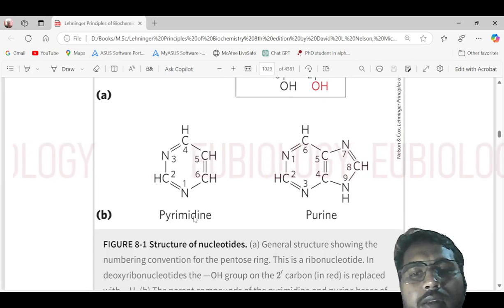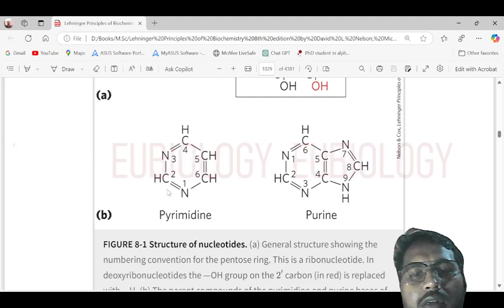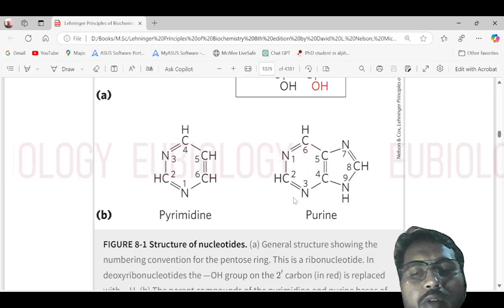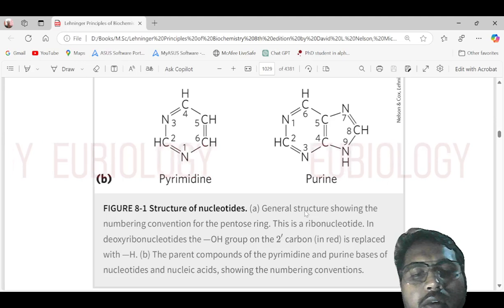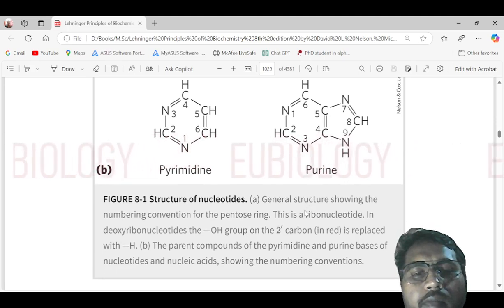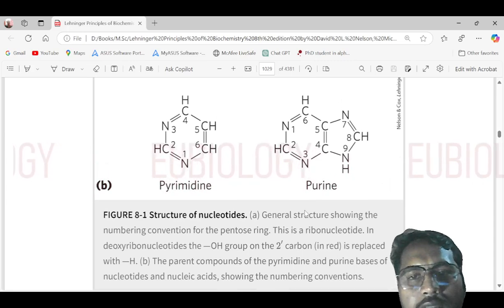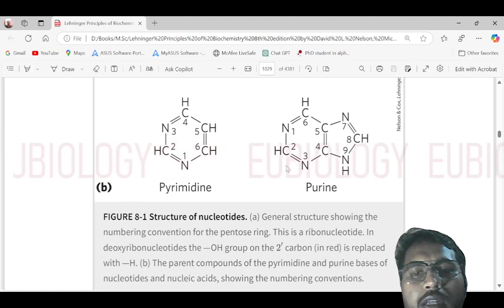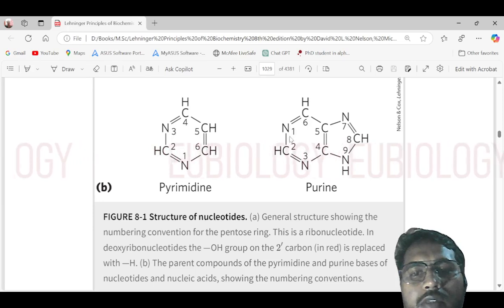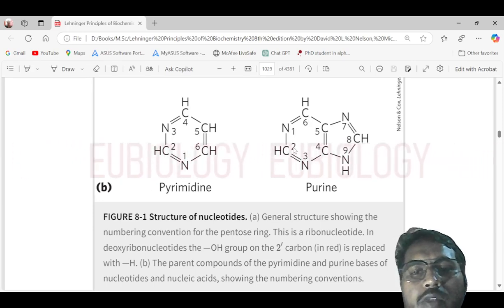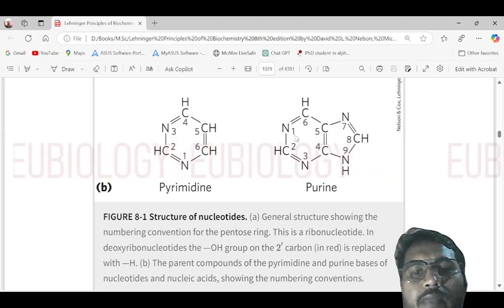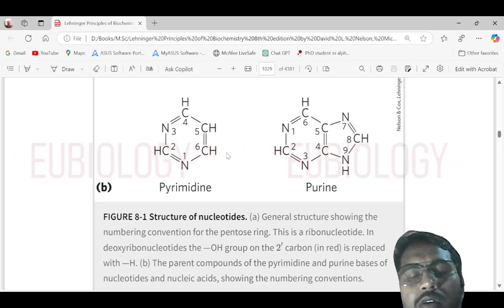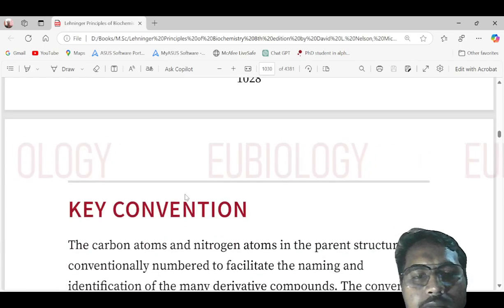This is the pyrimidine, which has only one cyclic ring, and purine has two cyclic rings. So counting is very important. Nitrogen first, second position, third, fourth, fifth, sixth, and here we started from this nitrogen as one, then six. In purine, it's 1, 2, 3, 4, 5, 6, 7, 8, 9. In purine we'll go anti-clockwise, and in pyrimidine we'll go clockwise. This counting is very important.